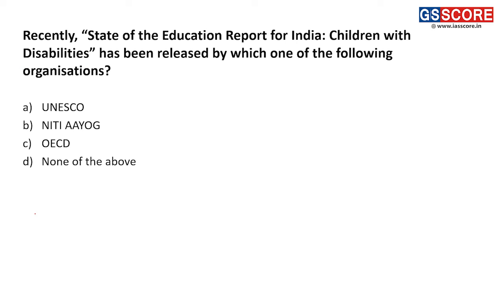Next question is, recently, the State of the Education Report for India, Children with Disabilities, has been released by which of the following organizations? So, this is the report released by UNESCO, right? UNESCO, New Delhi, has released this report, and its main objective is to monitor progress towards educational targets under SDGs, the Sustainable Development Goals. This report monitors the progress towards the achievement of SDGs related to education. Answer of this question is A. Next question now.